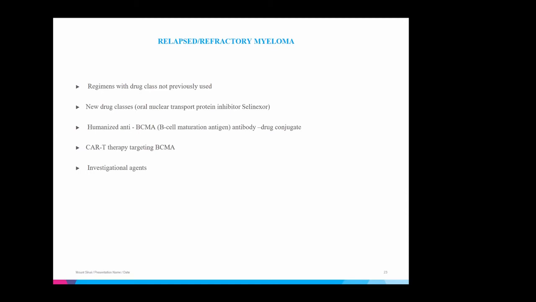So new drug classes are in development. There's an oral nuclear transport protein inhibitor called selinexor, which has become popular. And then there's humanized anti-BCMA antibody drug conjugate that's available. CAR T-cell therapy is in use and being studied in patients with myeloma. And then there are also investigational agents coming down the road.